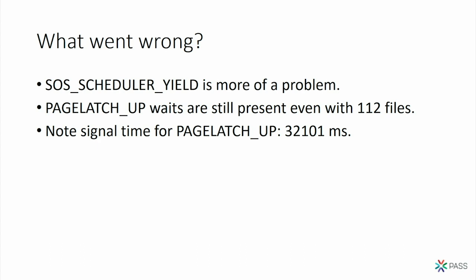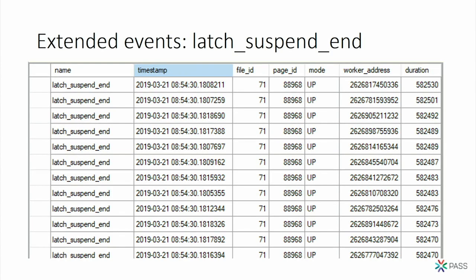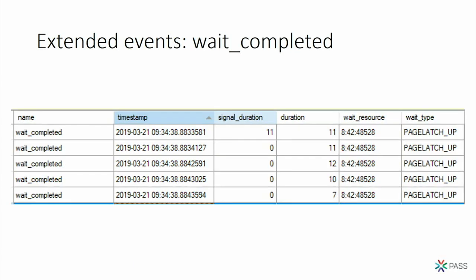I've got 32 seconds of signal wait, which doesn't sound like a lot. But when you use even more extended events to try to get an idea of the pattern here, so here's the pattern I often see. One worker enters a signal wait. The signal wait is equivalent to the resource wait.